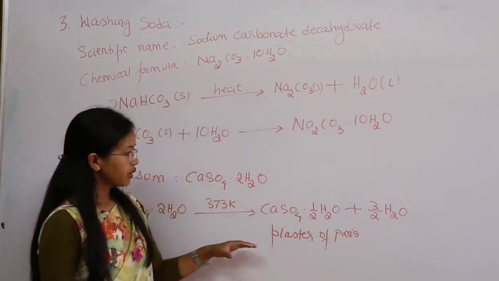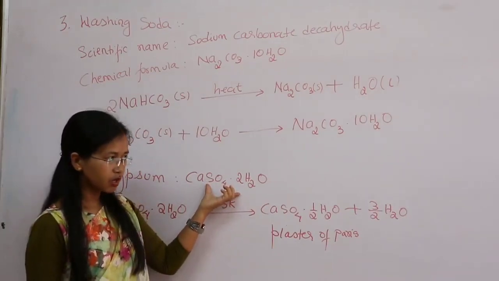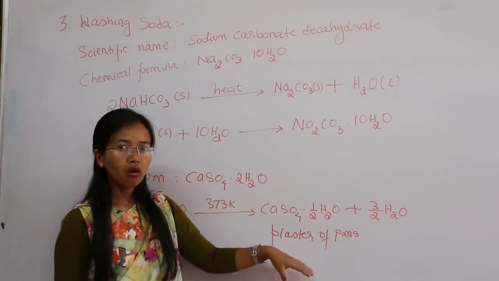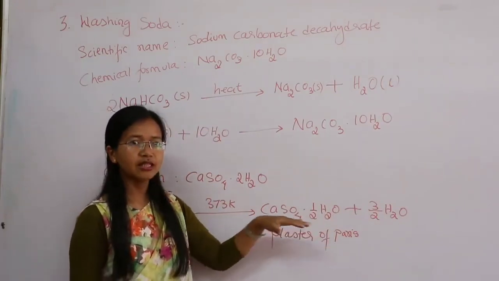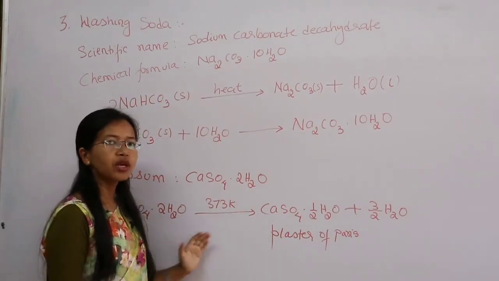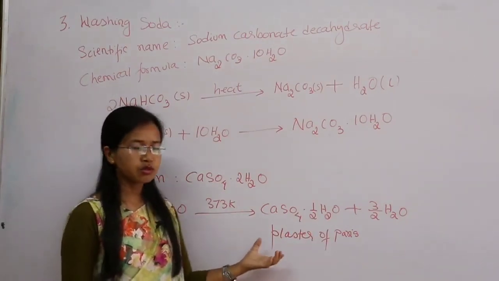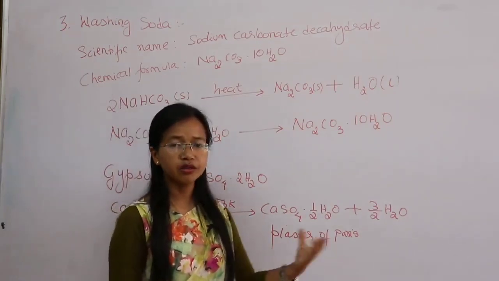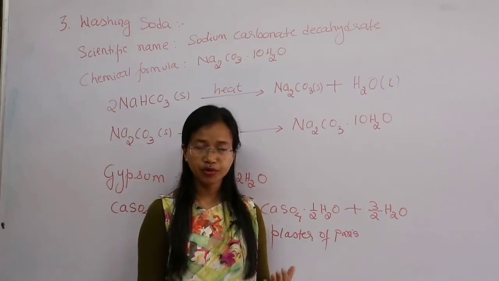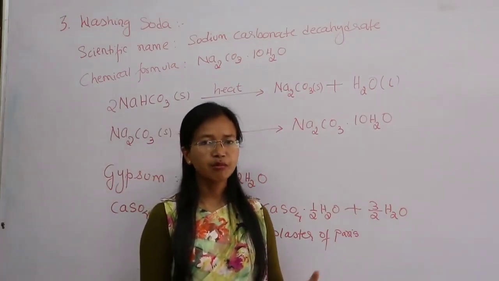Alright, so here what do we observe? If we heat gypsum, it loses some amount of water and we get plaster of Paris. Or if you add water to plaster of Paris, you will get back gypsum. This is a two-way process, right? Plaster of Paris is most of the time used by doctors for keeping a fractured bone in the right position, or it can be used for making toys and other decorative materials.